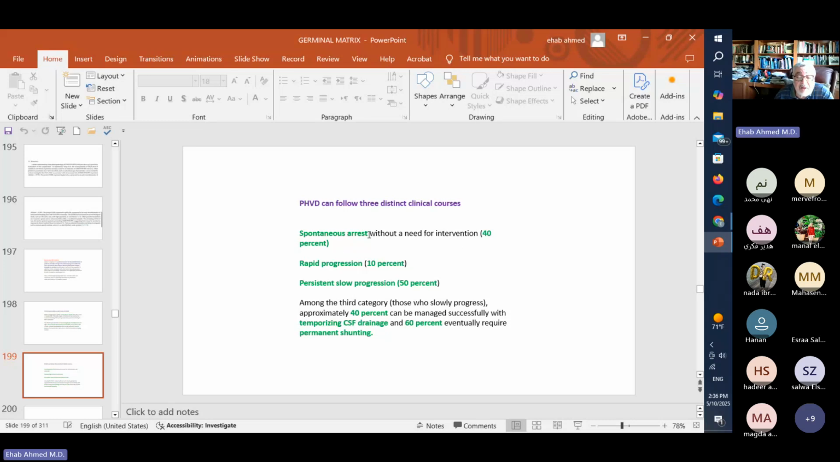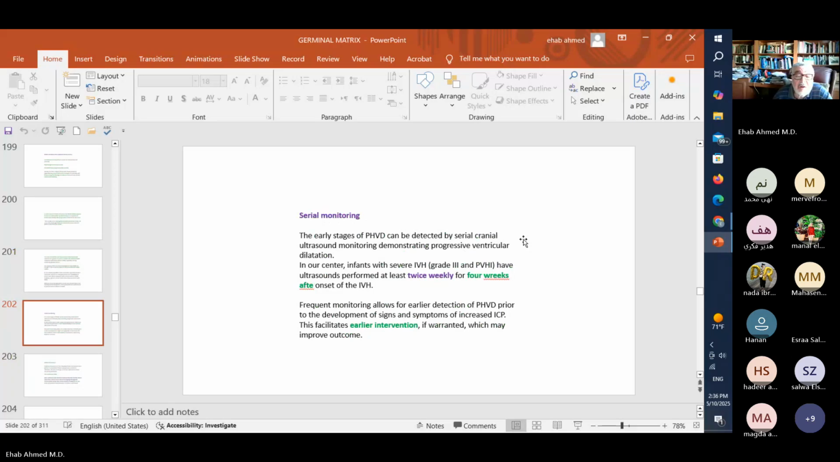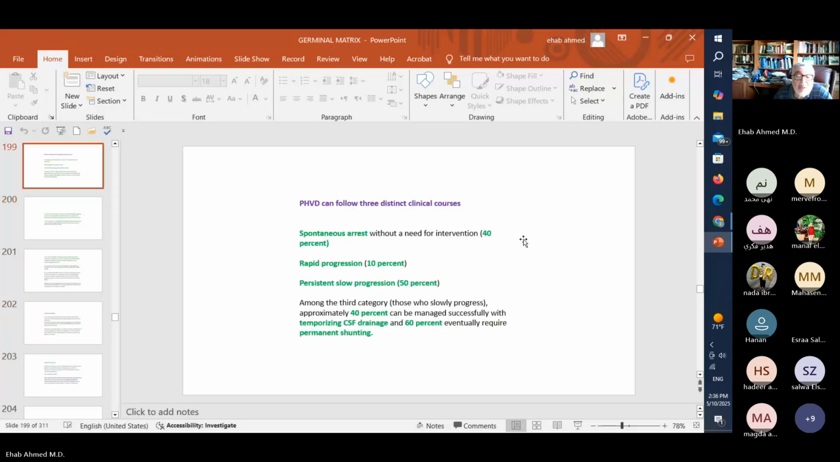40% will have spontaneous arrest. That's why some people might say, oh, why are we doing serial LPs? Let us wait and see, is it going to regress or not? Because it can regress, yes, in 40%. Or it could progress rapidly in only 10%, and it could have persistent slow progression in 50%.